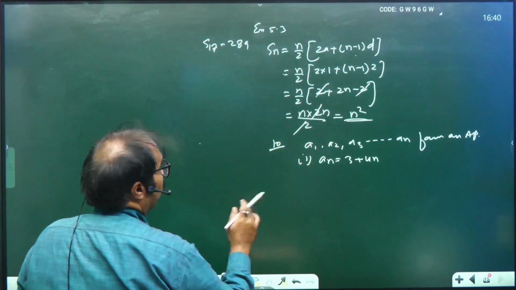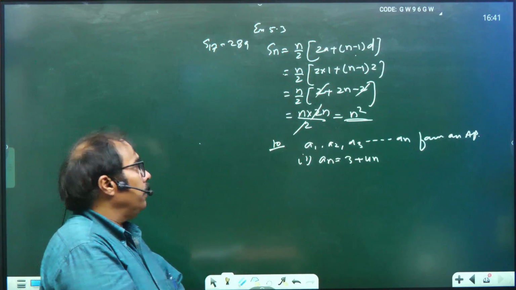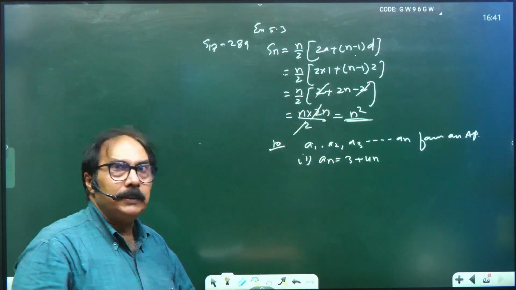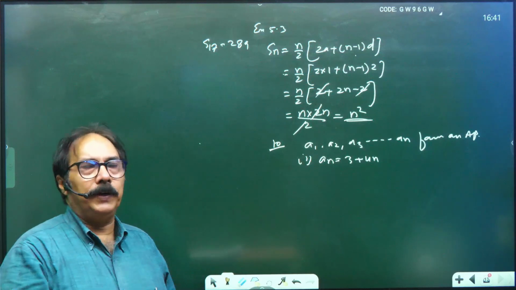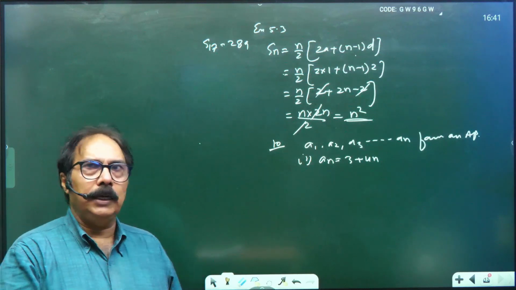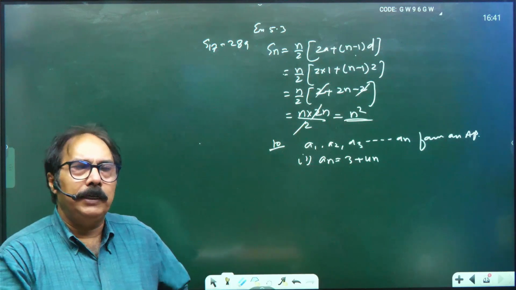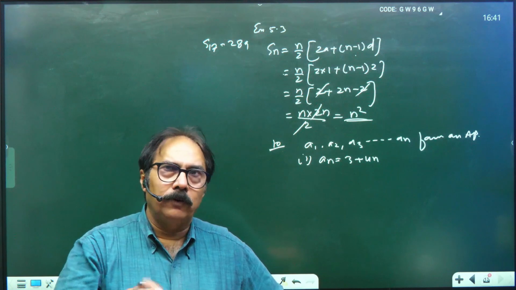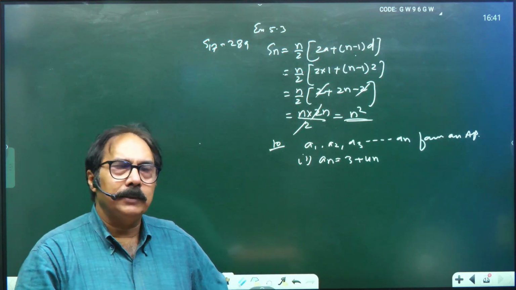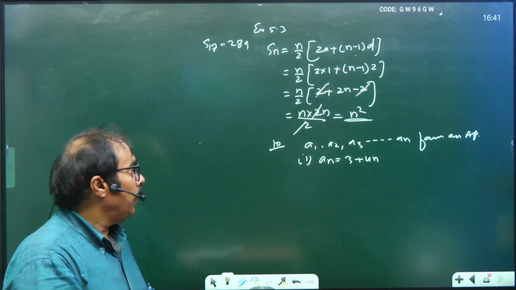The first way of solving is, we will replace n with n minus 1 and we will find the difference an minus an minus 1. And if it is independent of n, meaning there will be no n terms, then it means this is an AP. Okay, got it?